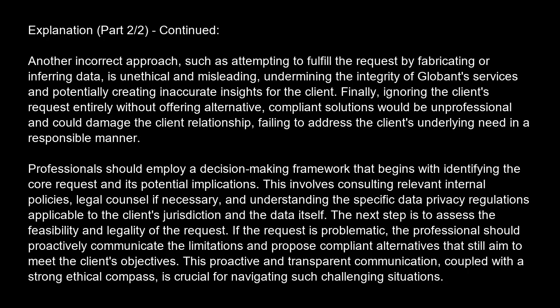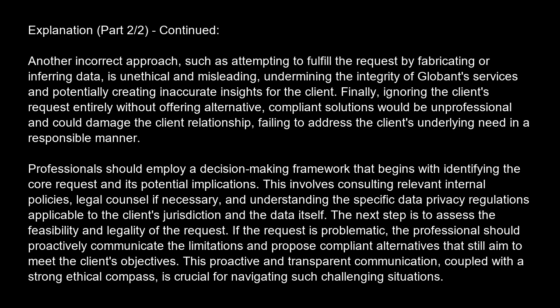Another incorrect approach, such as attempting to fulfill the request by fabricating or inferring data, is unethical and misleading, undermining the integrity of Globant services and potentially creating inaccurate insights for the client. Finally, ignoring the client's request entirely without offering alternative, compliant solutions would be unprofessional and could damage the client relationship, failing to address the client's underlying need in a responsible manner.